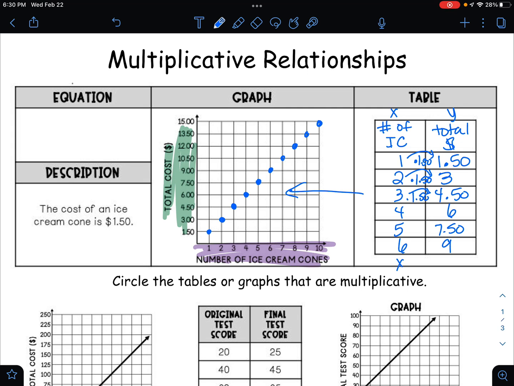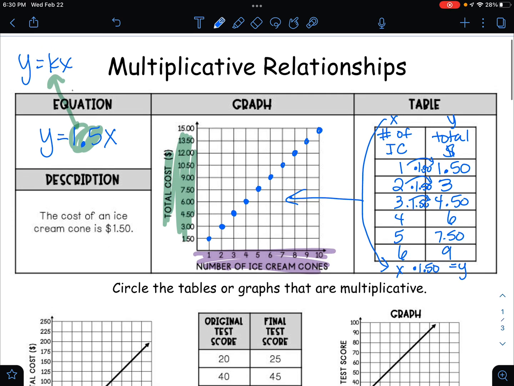Okay, so when we write our equation, we just bring down our X. We bring down that same rule that's happening times $1.50 and then equals Y. But when we write our equation, remember it's Y equals KX. So we want to write it using this. So Y equals K, which is the constant rate of change, which is the $1.50, which is 1.5, and then you put your X. So this 1.5 just replaces the K, which is the constant rate of change or the slope.